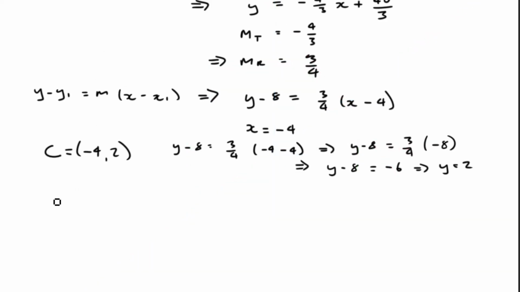So using the fact that we have a radius of 10 and we have a centre of (-4, 2), we can therefore say that the equation of the circle is (x subtract negative 4), that is (x plus 4) squared, plus (y subtract 2) squared is 10 squared.